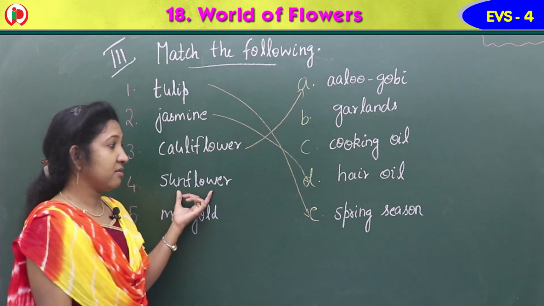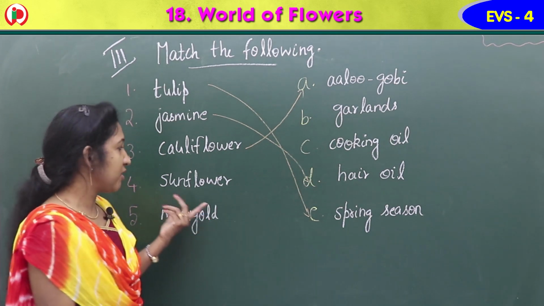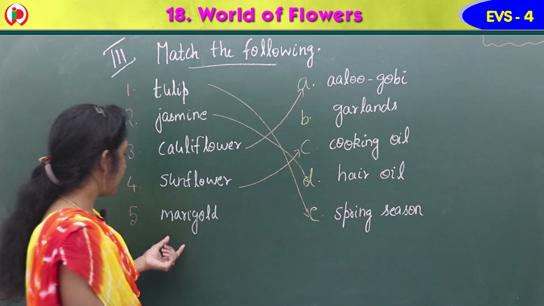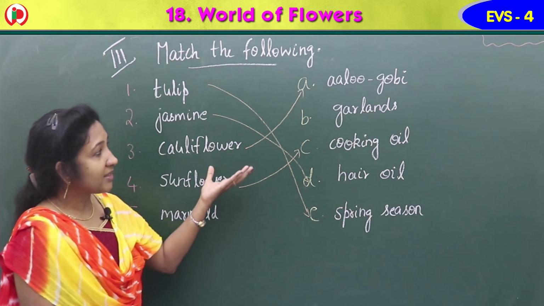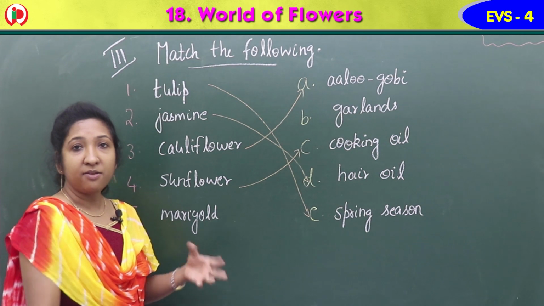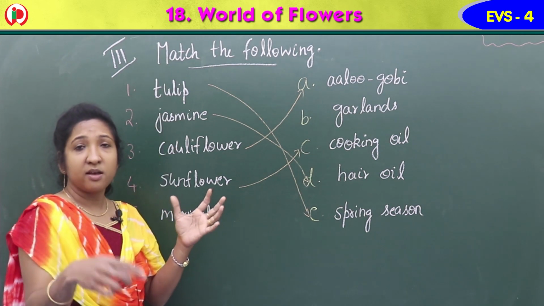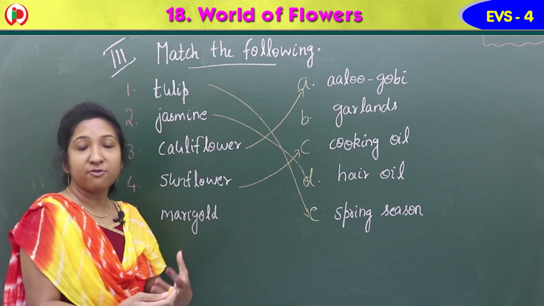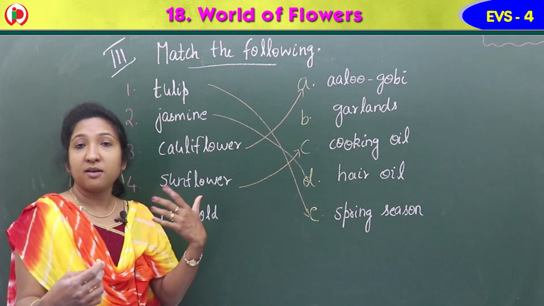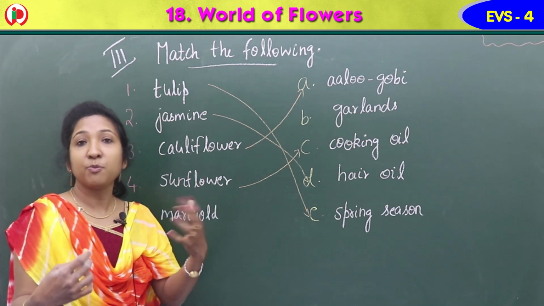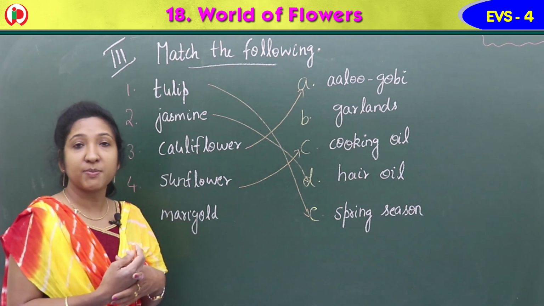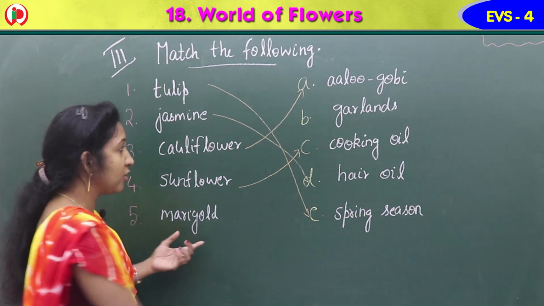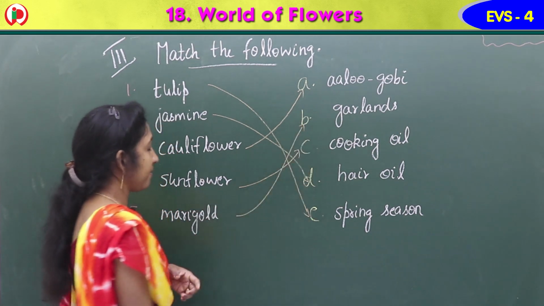Then sunflower. Yes, it's our cooking oil. We use sunflower oil for cooking. So sunflower we can match with C. Now the last one, marigold. What is left here? Yes, garlands. We can make flowers as a bouquet, or we can put them on the neck of another person on an occasion. If the chief guest arrives, we put garlands on their neck, isn't it? Yes, so we can make those garlands with marigold flowers. So marigold with garlands, to B.